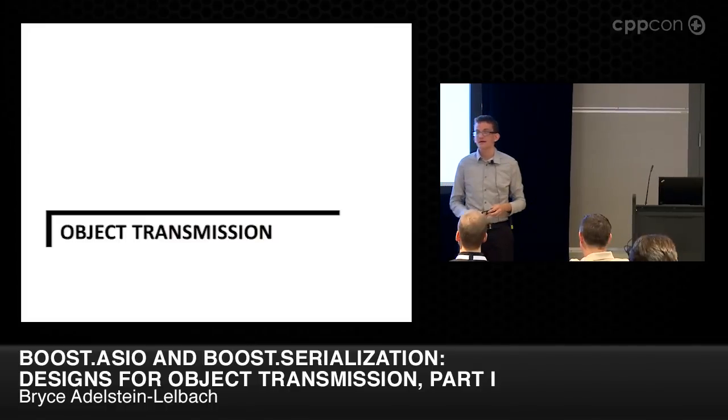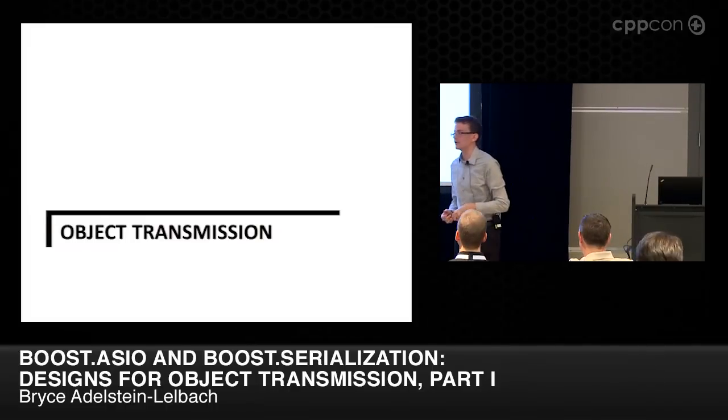The reason why I think serialization is really good for object transmission is because when I'm trying to do object transmission, I've got a client that's in C++, a server that's in C++, and I don't have some defined protocol. I'm just trying to get the object from point A to point B.